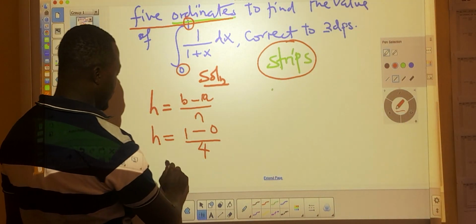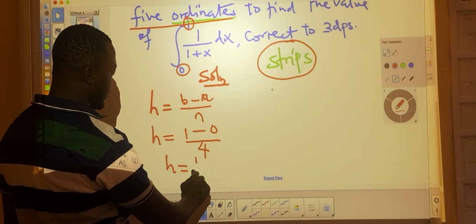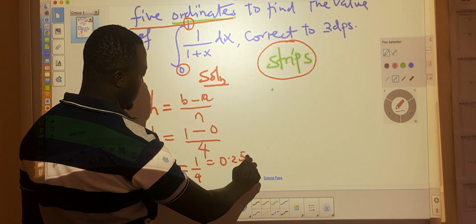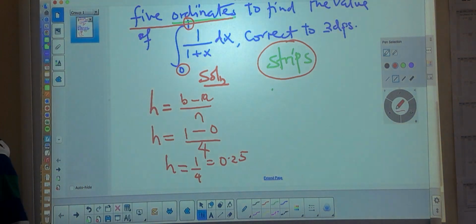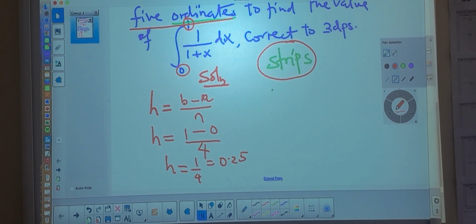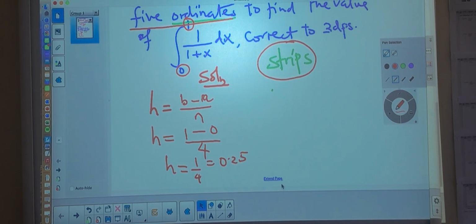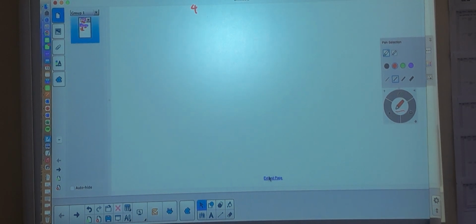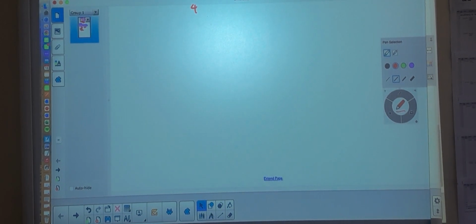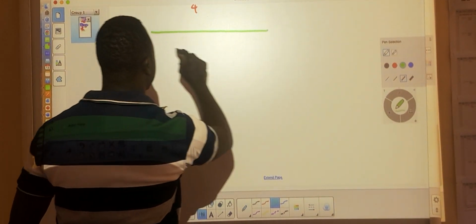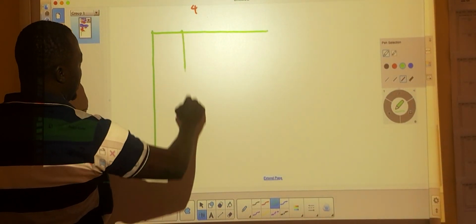So that gives you the width of each strip must now be 1 over 4, which is also 0.25. So that one will be the width of the strip. Now, having gotten that width, we shall now have to draw a table where we have our x values and also the y values, the corresponding y values. Is that okay? So let's draw our table, and we shall have that kind of table clearly drawn.